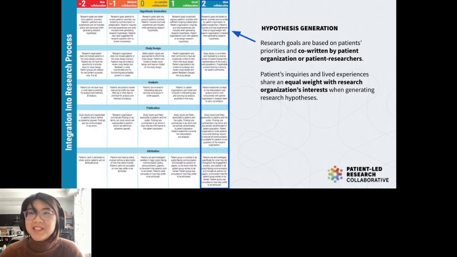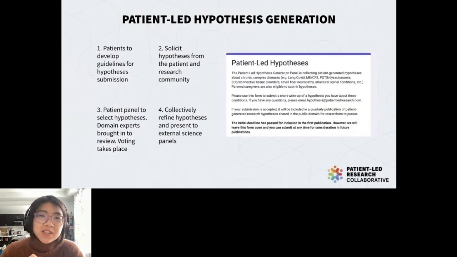So first off, the hypothesis generation phase. Research goals are based on patients' priorities and co-written by patient organizations or patient researchers. Our inquiries and lived experiences share an equal weight with research organizations' interests when generating research hypotheses. What this looks like in practice is that patients develop guidelines for hypotheses. We go out and solicit hypotheses from the patient and research community. This is one of our projects, called the Patient Led Research Hypothesis Project, which does exactly what it sounds like.